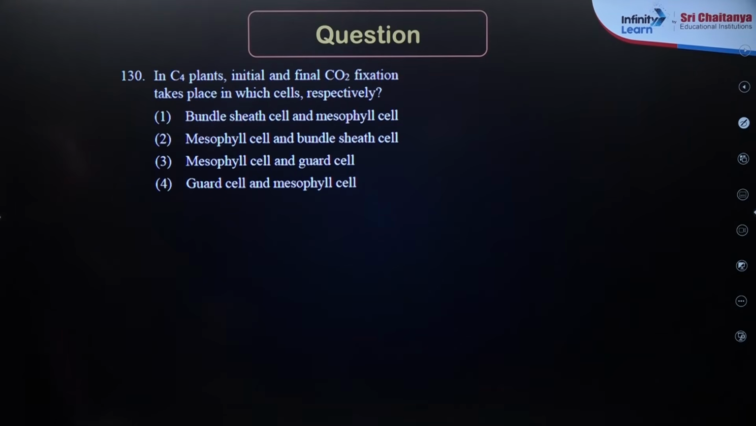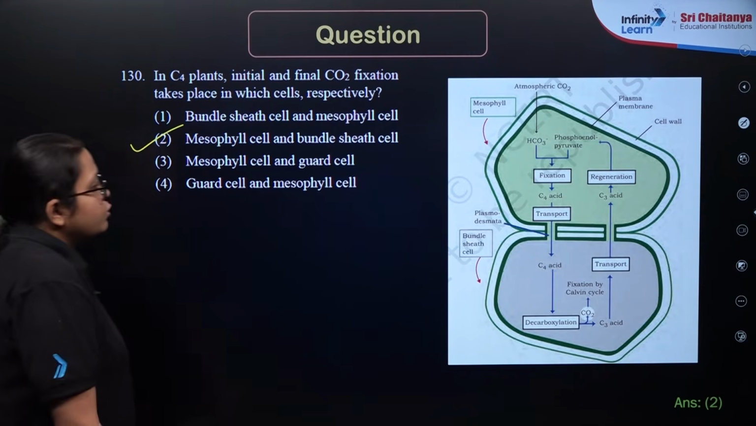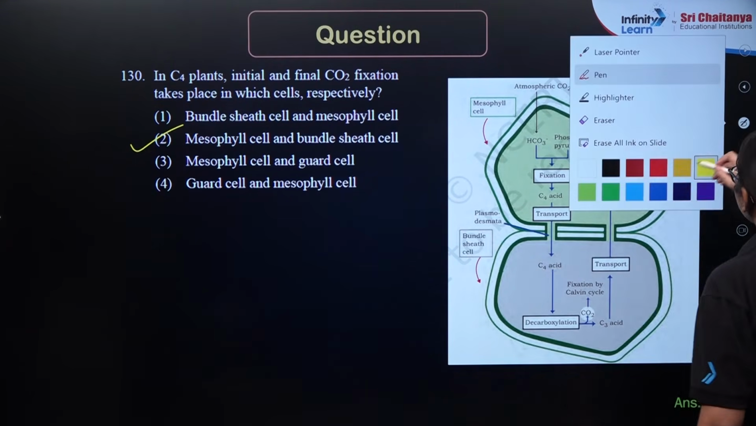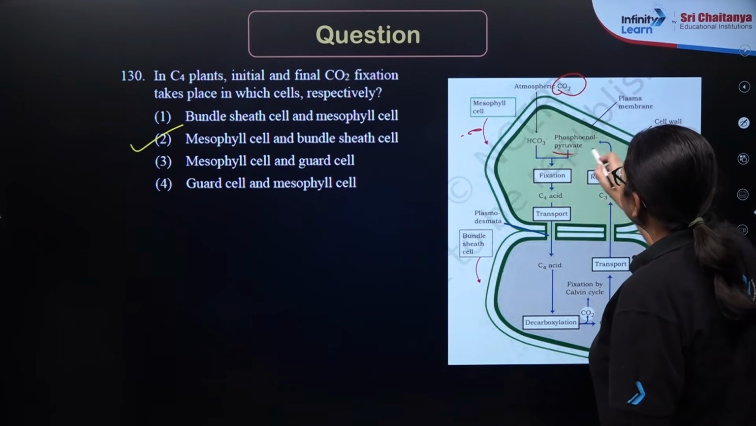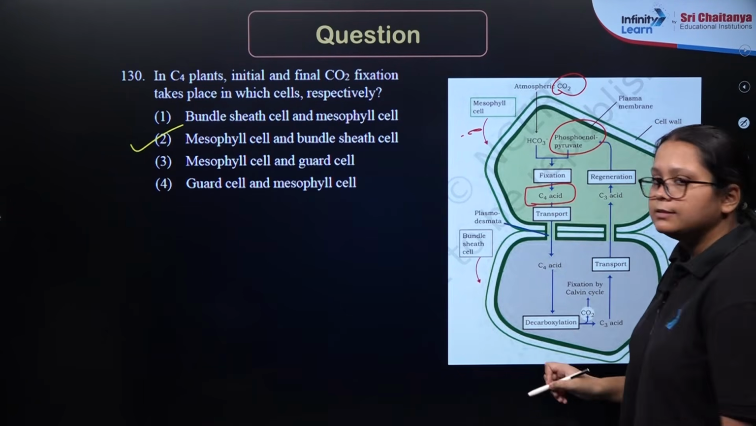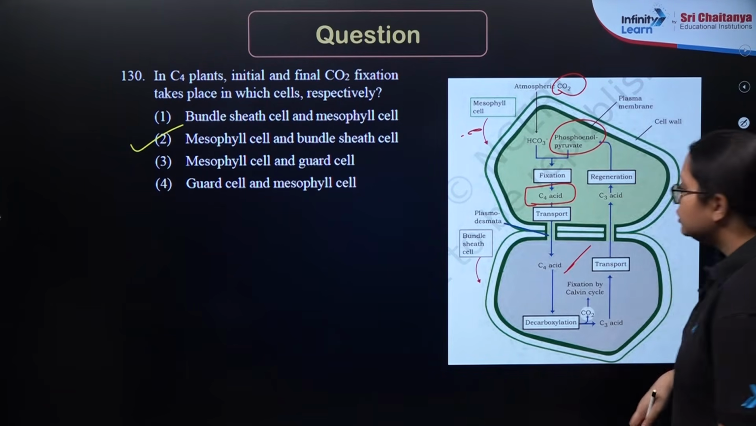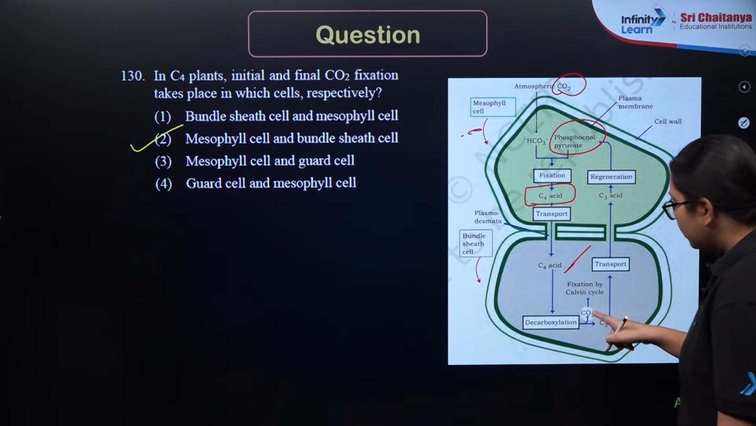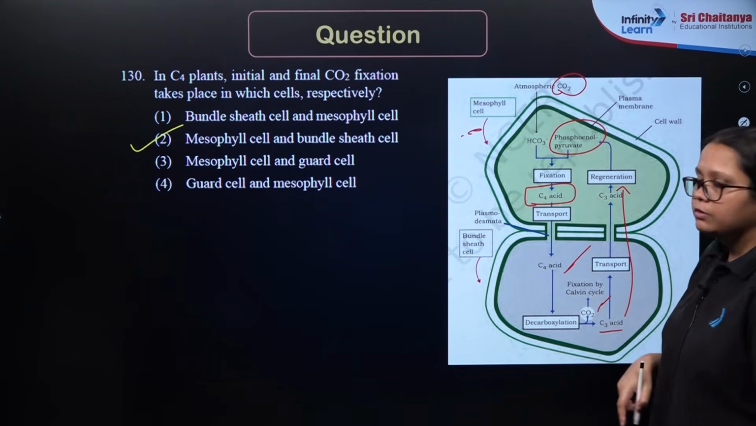Next question. In C4 plants, the initial and the final CO2 fixation takes place in which cell respectively? The answer is the second one, mesophyll cells and the bundle sheath cells. So the first CO2 fixation happens in the mesophyll cells, where carbon dioxide is binding with phosphoenol pyruvate to form a C4 acid, which is oxaloacetic acid, which is then converted into aspartic and malic acid and transported to bundle sheath cells, where decarboxylation will happen. CO2 will be released, C3 acid will be released. This C3 acid will go back to the mesophyll cells for regeneration.